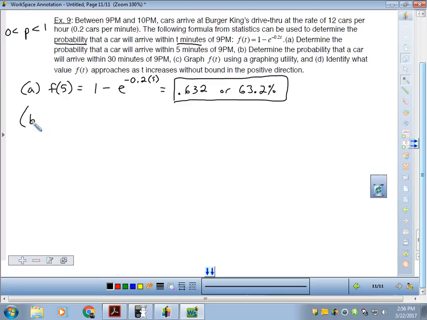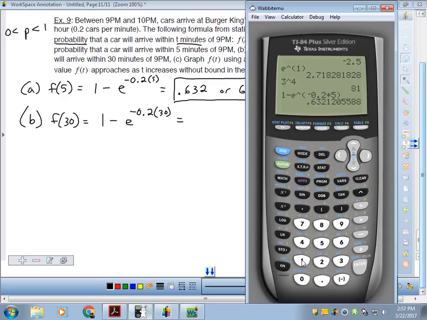All right. Part B asks us to determine the probability that a car will arrive within 30 minutes of 9 p.m. So they've given us 30 minutes. T is minutes, so we'll plug 30 in for t. So we'll have f of 30 equals 1 minus e raised to the negative 0.2 times 30. And then we'll go to our calculator. 1 minus e raised to the negative 0.2 times 30.